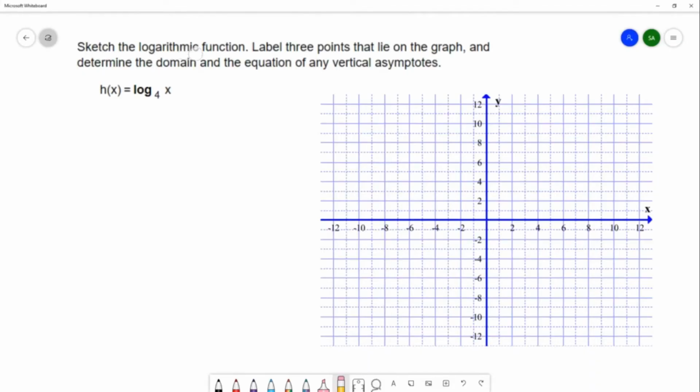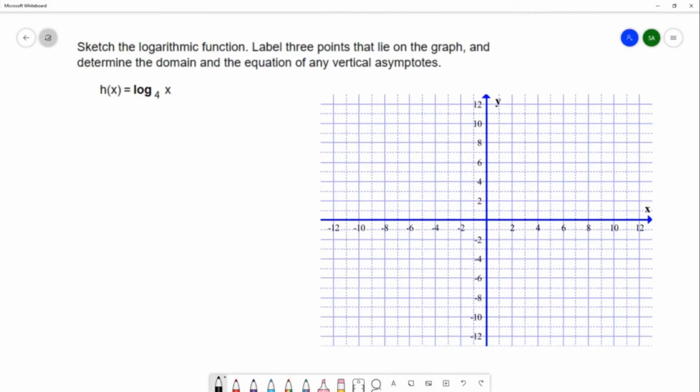Sketch the logarithmic function, label 3 points that lie on the graph, and determine the domain and the equation of any vertical asymptotes. The equation that we want to graph is h of x equals log base 4 of x. This is a logarithmic function. And as I look at this logarithmic function, I don't see any transformations to it, so this is just one of the basic logarithmic functions.